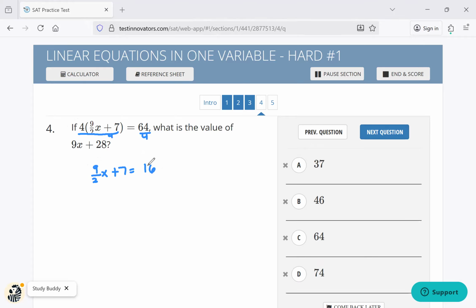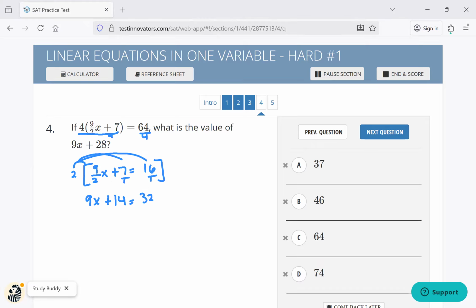And then what I would do is get rid of the fraction by multiplying all sides by the LCD. So go ahead and multiply everything by 2. So what's 2 times 9 half x? That's 9x. What's 2 times 7? 14. What's 2 times 16? 32.